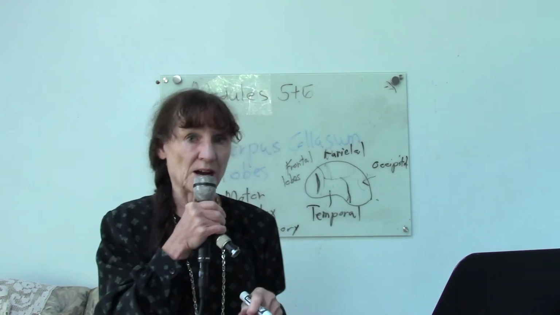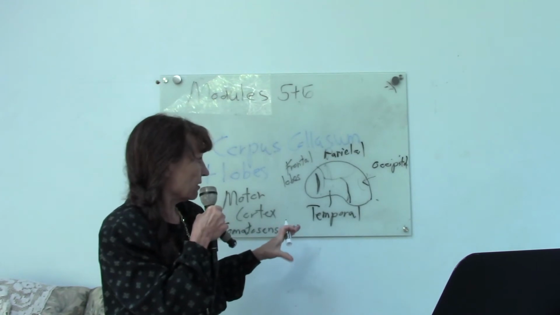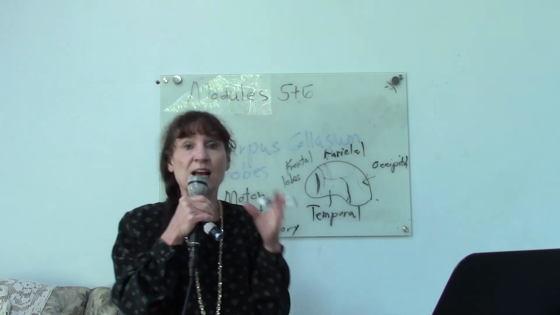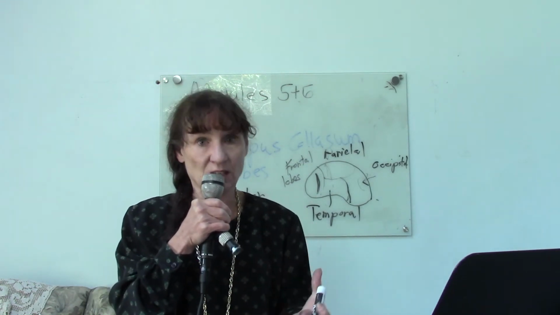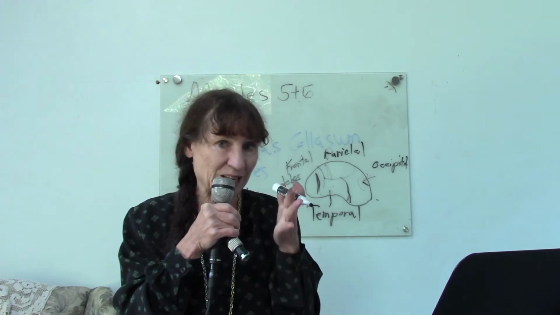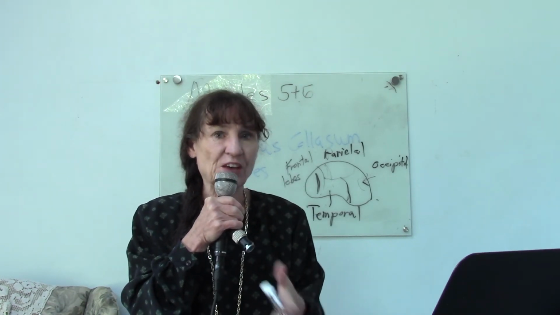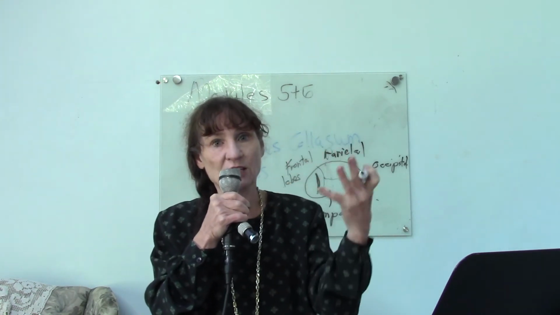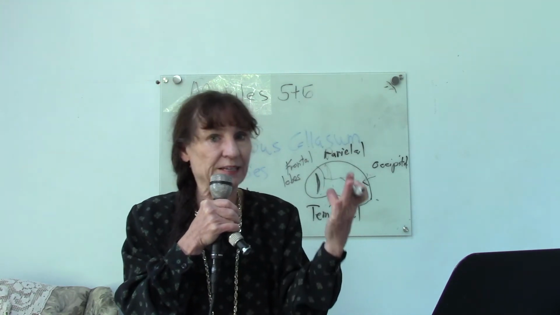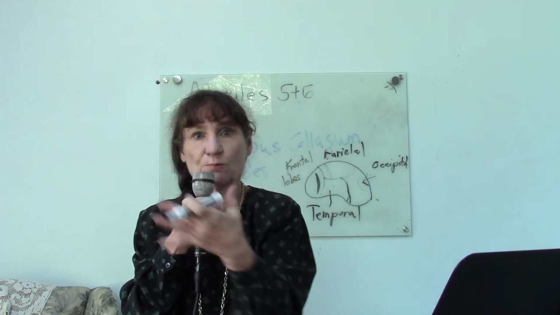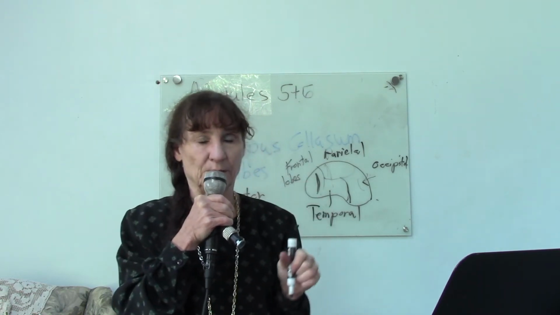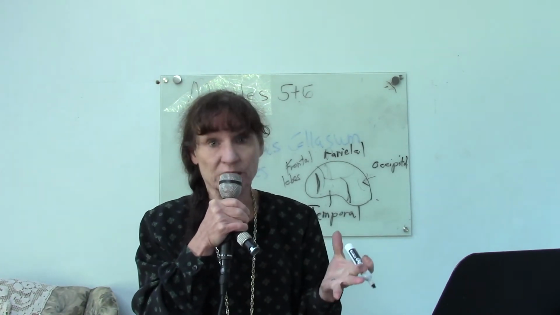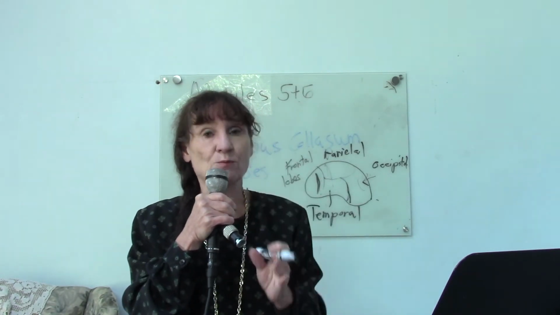Now, back to the corpus callosum for a second. The corpus callosum is the communication system between the two hemispheres. There have been cases in severe seizures where the corpus callosum has actually been cut so that the two hemispheres can't communicate with each other. So if a seizure starts in one hemisphere, it doesn't just get transported to the other hemisphere. In the case of severe seizures that can't be controlled any other way, drugs, etc., they will cut the corpus callosum.